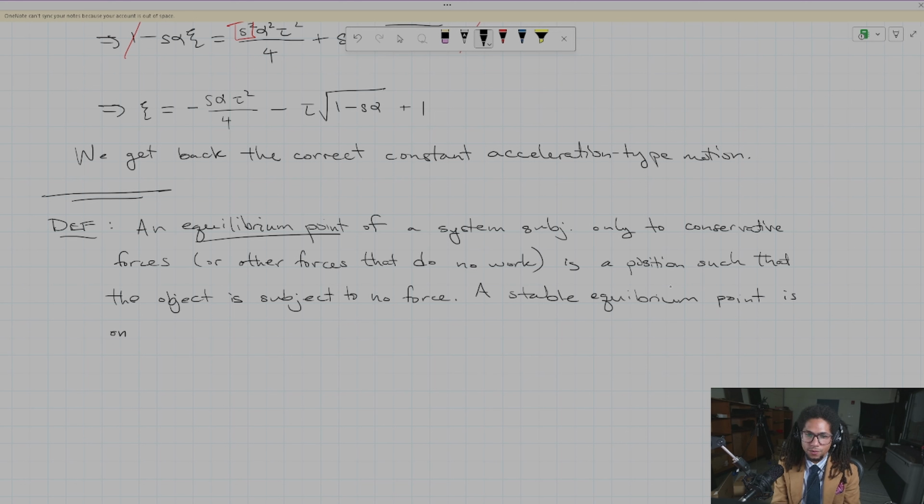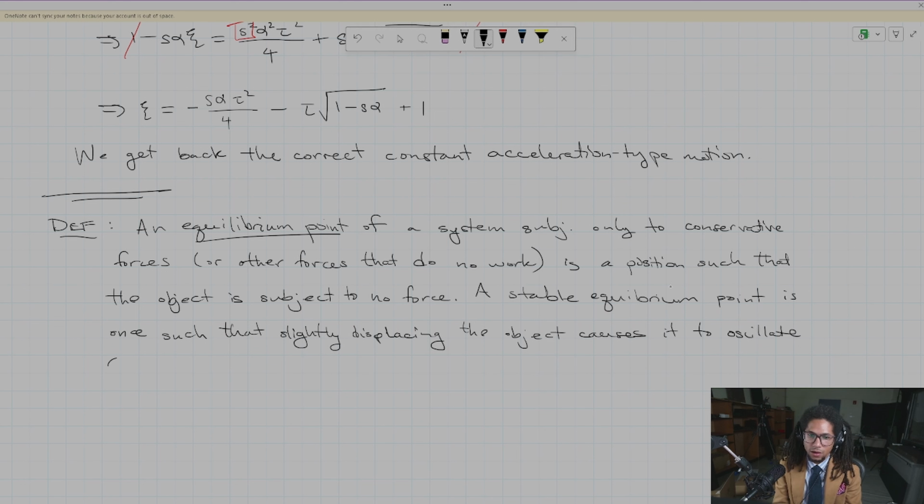A stable equilibrium point is one such that slightly displacing the object causes it to oscillate around the equilibrium point.